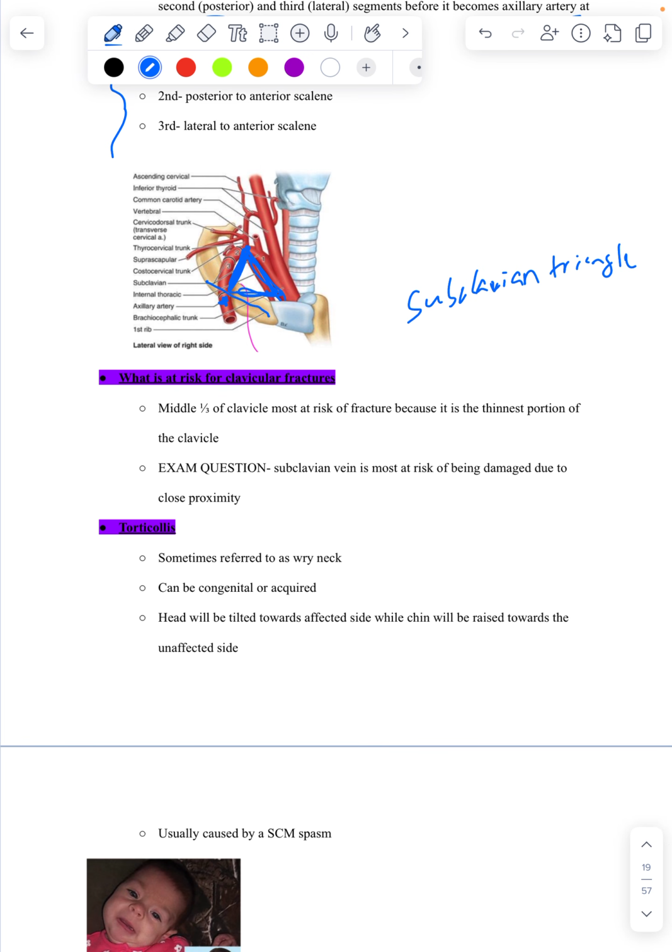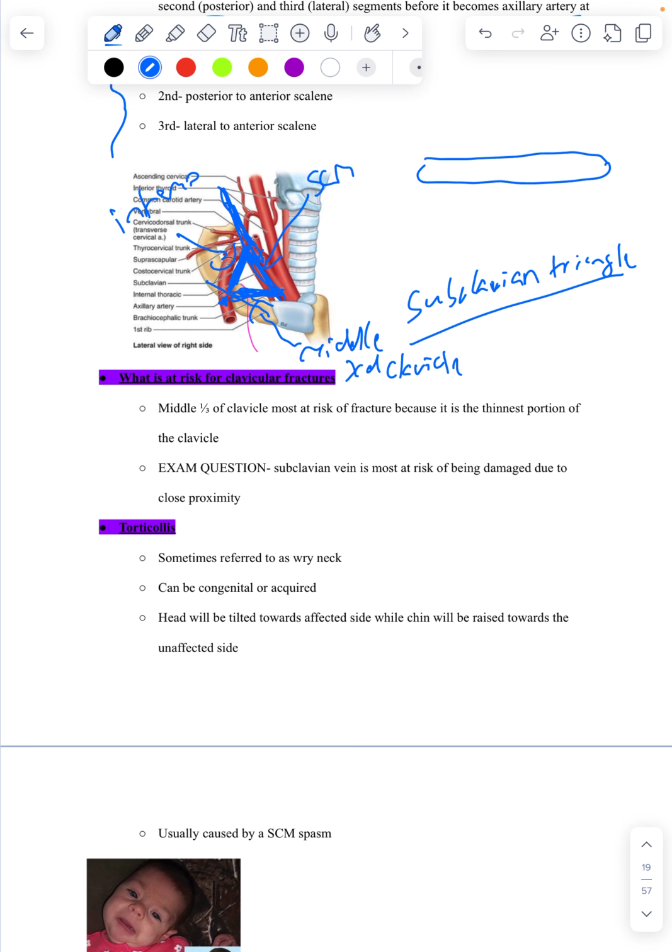So you had your middle clavicle, you had your SCM, because this goes all the way up, and then inferior belly of omohyoid. That's your subclavian triangle. So within there are your subclavian vessels. So this inferior border is specifically the middle, not medial, middle third of clavicle. So if this whole thing is our clavicle, we split it into three, this is the middle one.